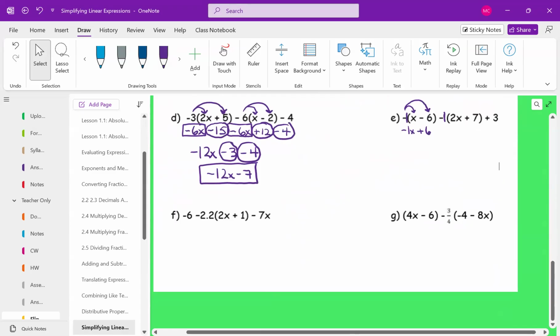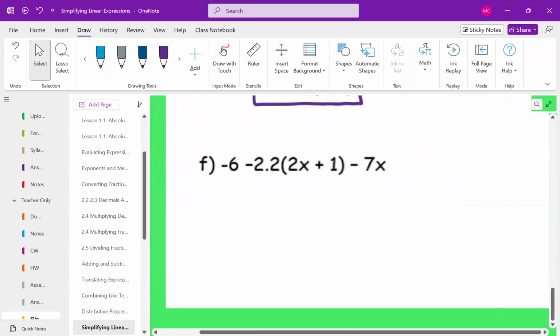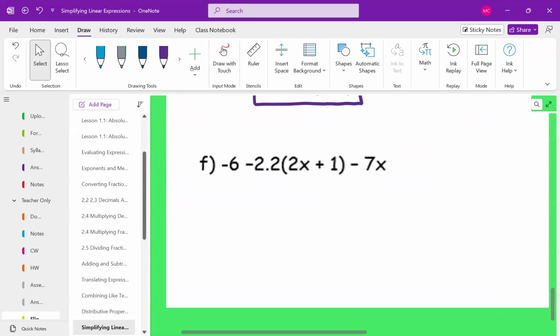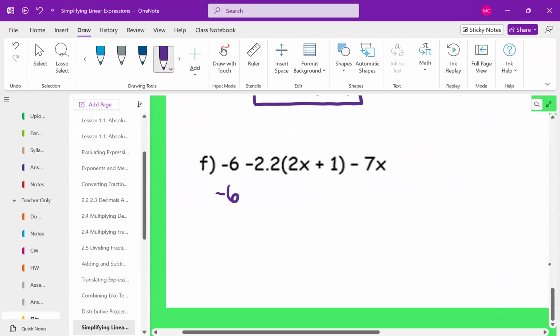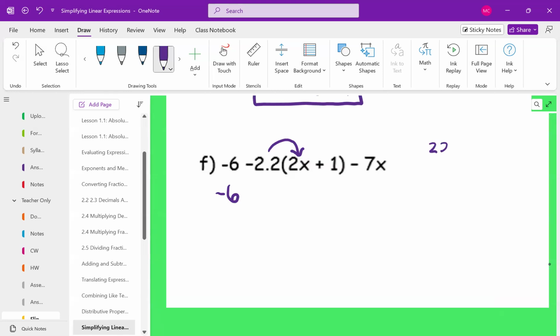A couple more. Take a look at F. What are we going to do first on this one? Exactly. We're distributing a decimal this time, negative 2 and 2/10. So that negative 6 comes down. We're going to multiply and distribute negative 2 and 2/10 times 2. If you're not sure, do 22 times 2. Move that decimal over. So we have negative 4 and 4/10 x. And negative 2 and 2/10 plus 1 multiplied by plus 1 is minus 2 and 2/10.